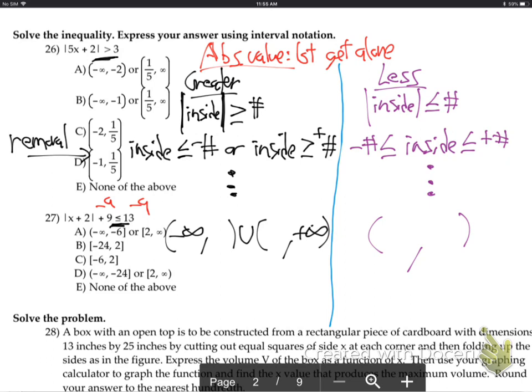See how number 26 is a greater problem and 27 is a less. Probably you'll have at least 1 or 2 of those on the actual final. So greater has to be done one way, less has to be done the other. A memory device to help you remember: greater always has a greater number of answers, 2 parentheses. Less has a less number of answers, only 1 parenthesis.